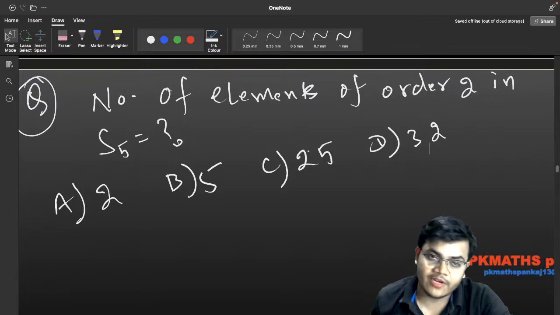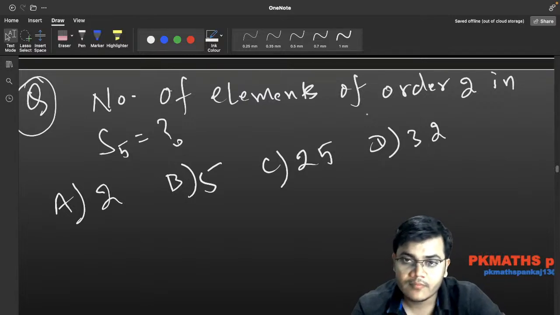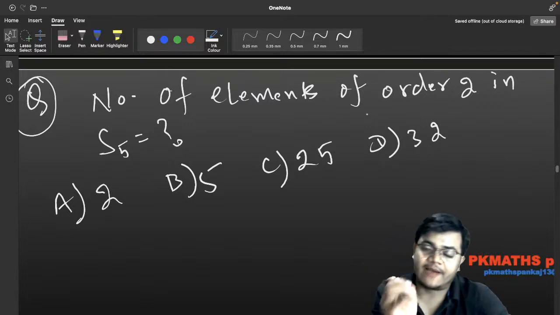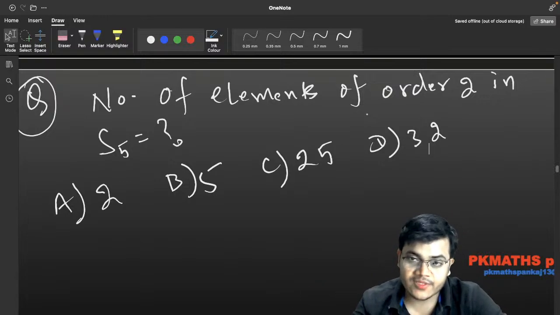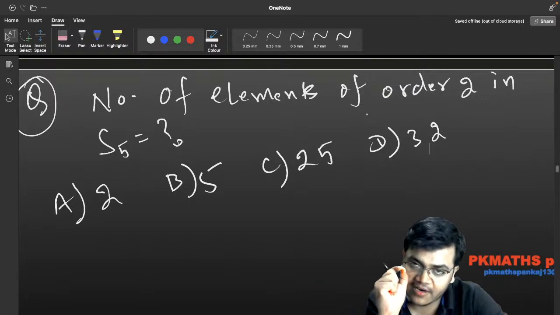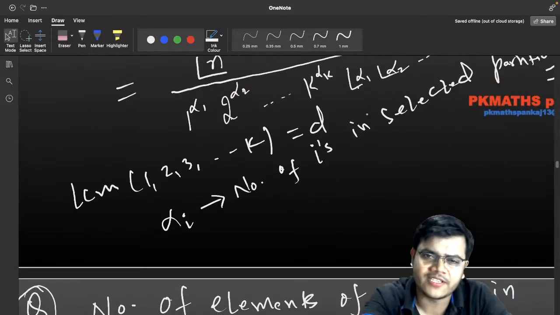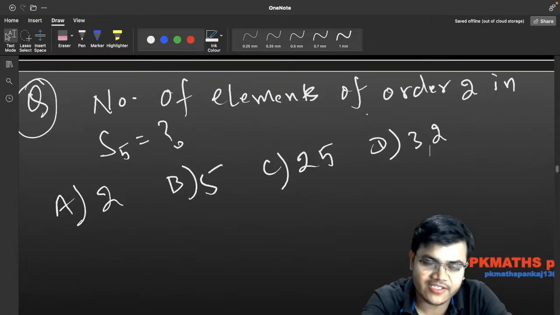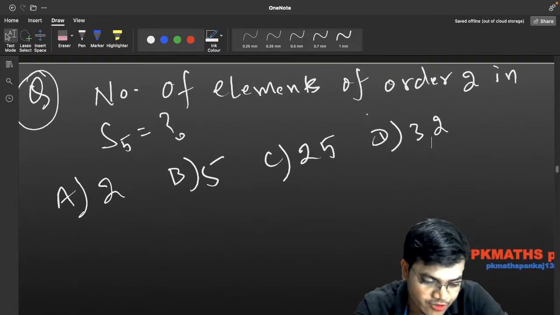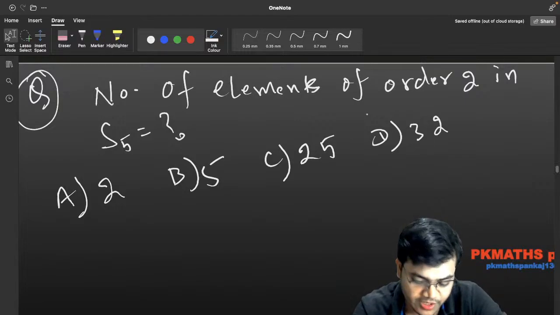Okay, so the number of elements of order 2. You will take that partition for which the LCM should be 2. This is the thing, and certainly we will discuss it in a very beautiful manner. I will come to the formula and tell you the meaning of the number of i's in the selected partition. We'll discuss everything in detail, and this time one answer is there, Shubham ji is there, but what other people think is also interesting.